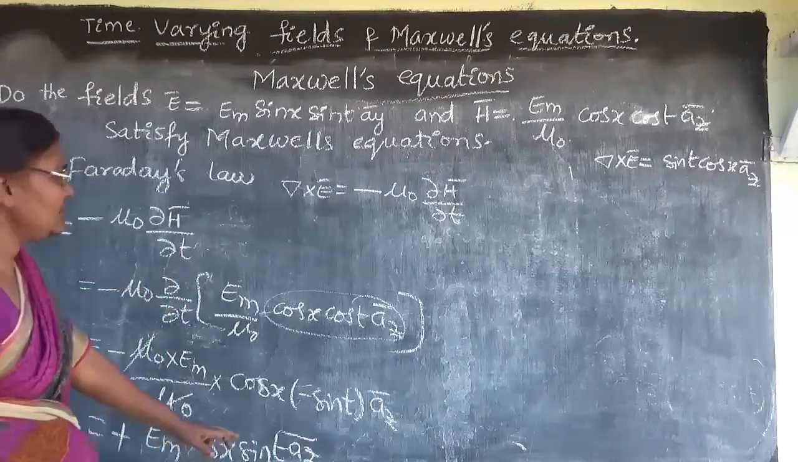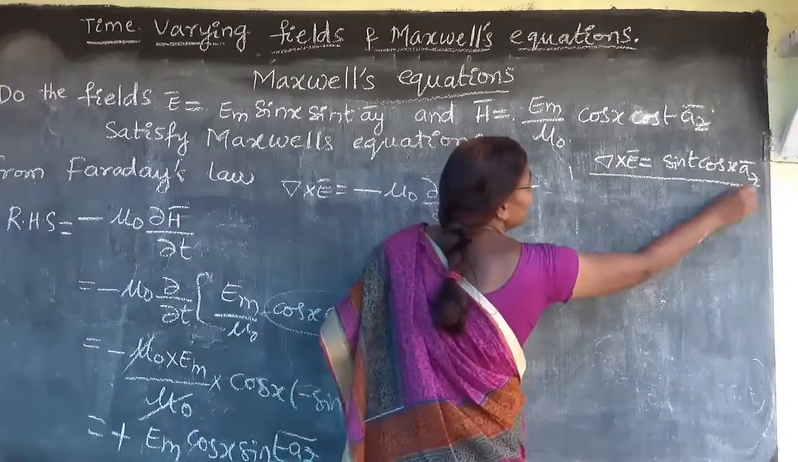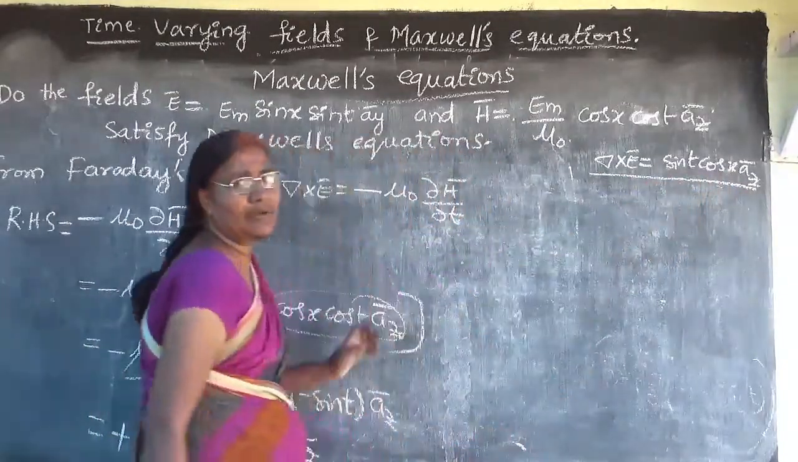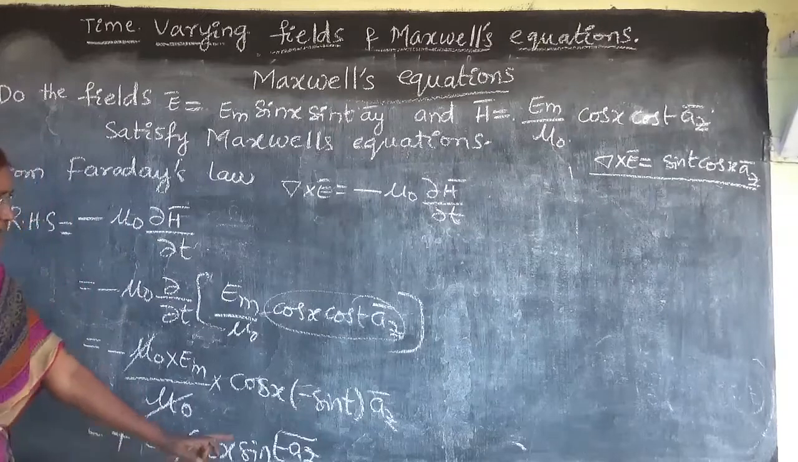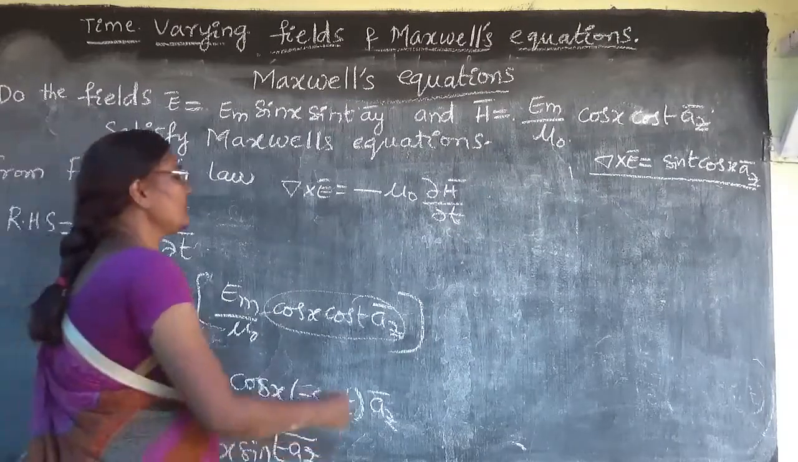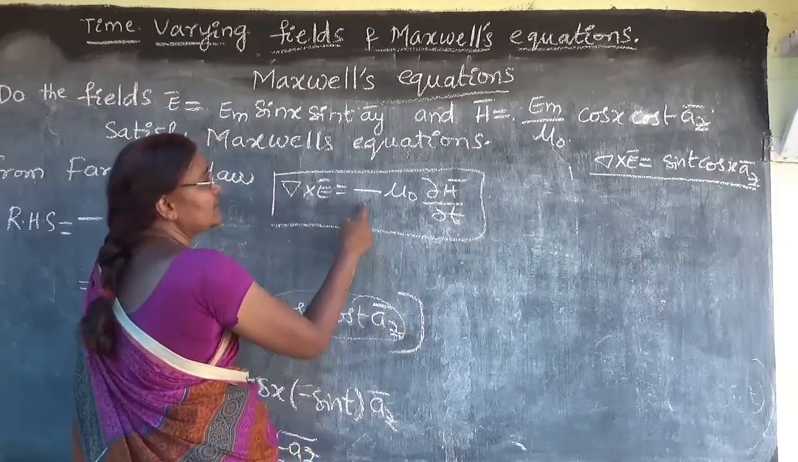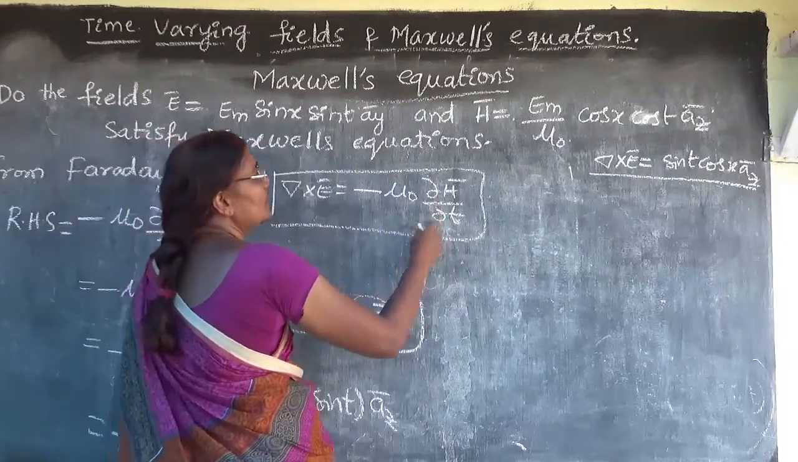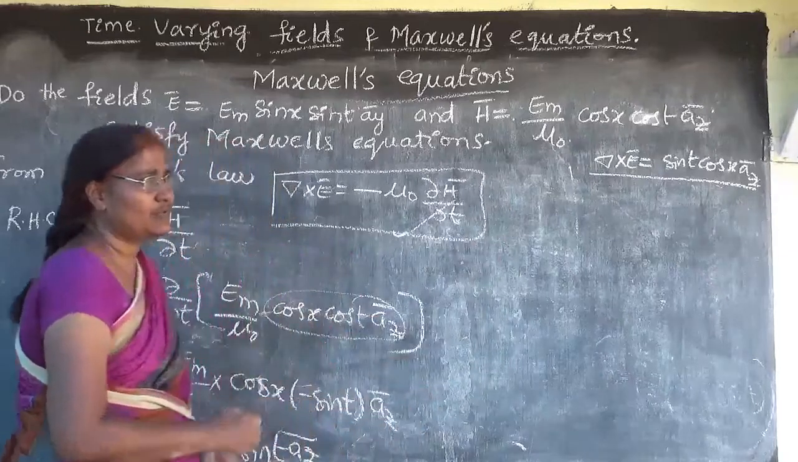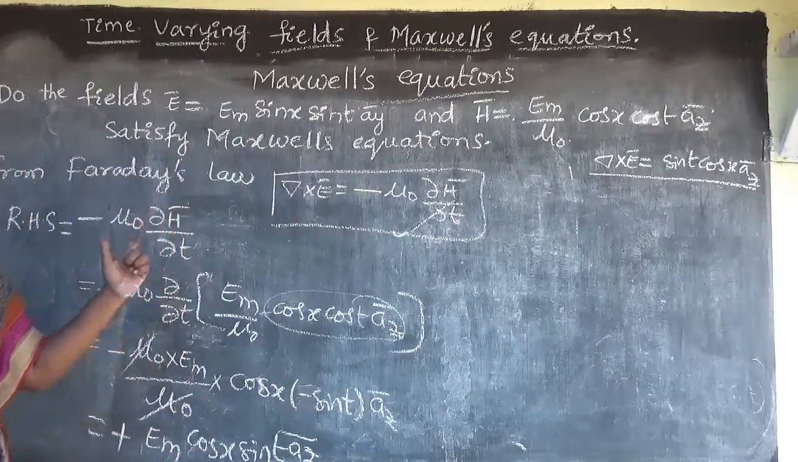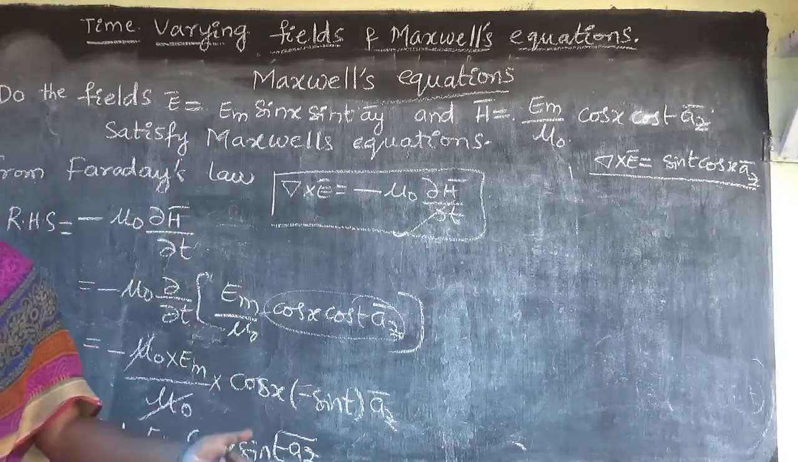So what is the answer of LHS? Cos x sin t az bar. So here also cos x sin t az bar. So we can prove that del cross E bar is equal to minus mu naught dou H bar by dou t. So these two fields will satisfy the Maxwell's equation.